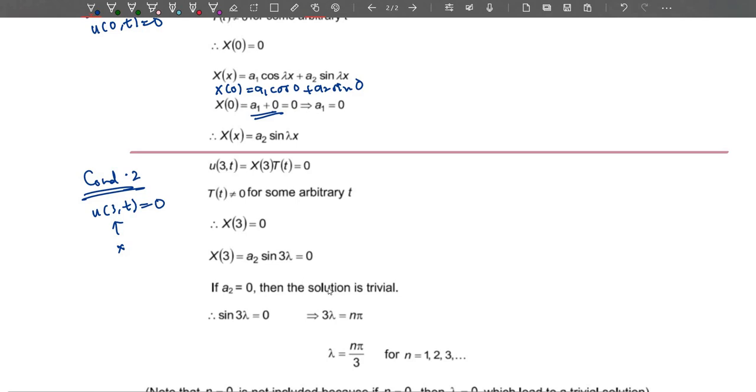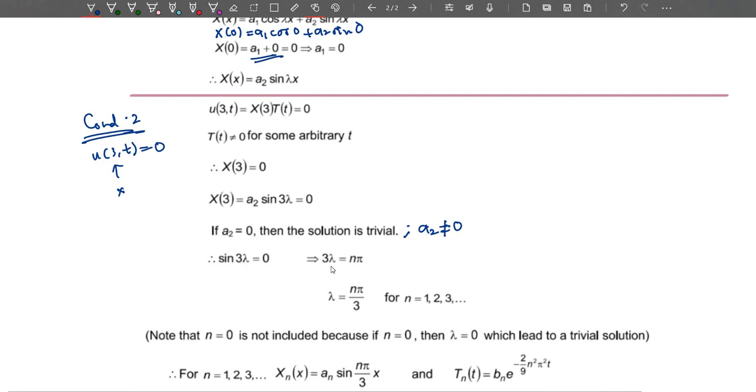If A2 equals 0, then the solution is trivial. So A2 does not equal 0, and then sin 3 lambda is equal to 0, which means 3 lambda equals n pi. You may add another line so that you will understand it much clearer. Since sin 3 lambda is equal to sin n pi, 3 lambda is equal to n pi. So lambda is equal to n pi over 3 for n equal to 1, 2, until infinity. Note that n equal to 0 is not included, because if n equals 0, then lambda equals 0, which leads to a trivial solution.